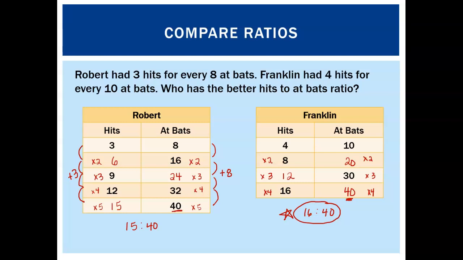The same goes for Franklin. There is plus 4 in the hits column and plus 10 each time in the at-bats column. Let's take a look at another example.